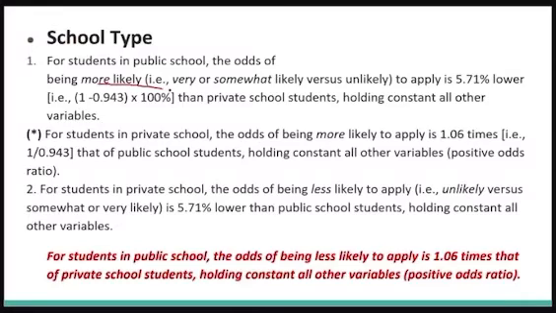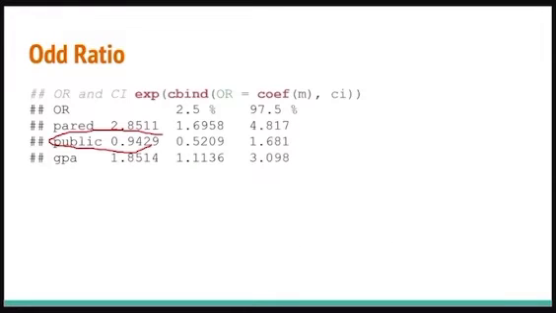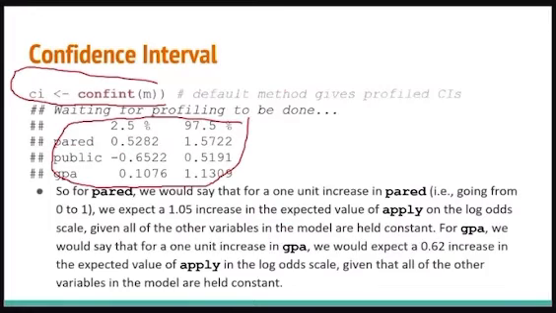Do you see this guy? 1 minus that, multiplied by 100. That will give you 5.71%. So the odds to apply is 5.71% lower than private school students. Lower than private school students. And you're going to see why. If you go back to the estimate, the estimate is negative. This is negative 0.6522.